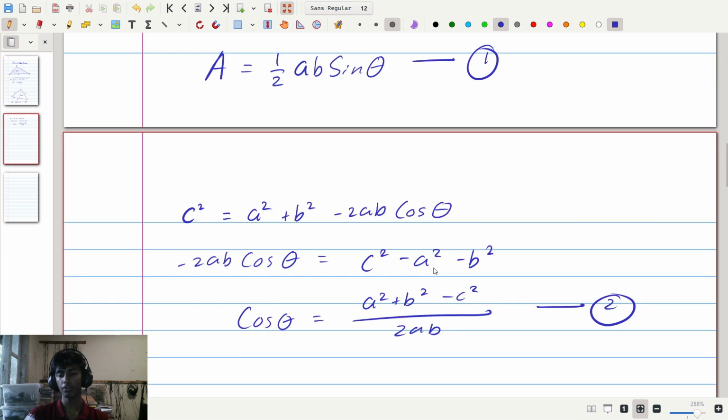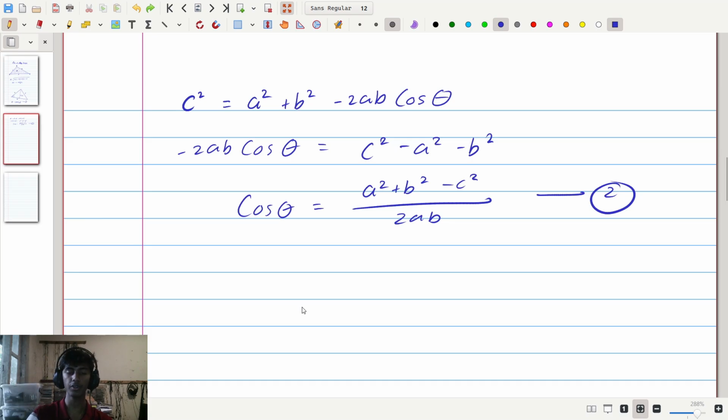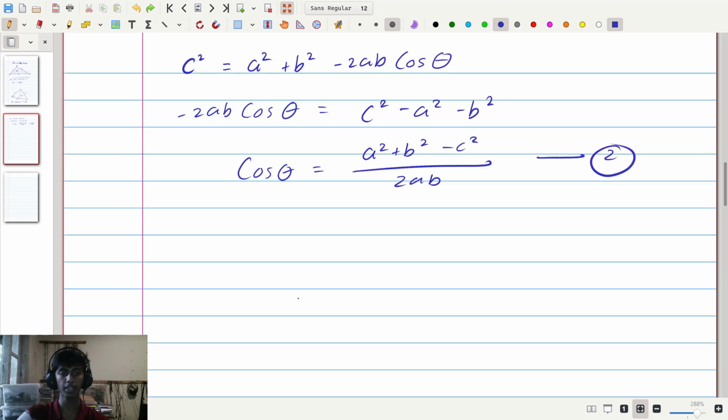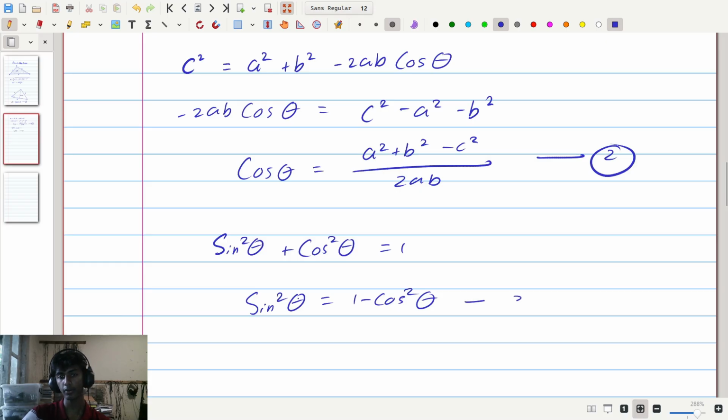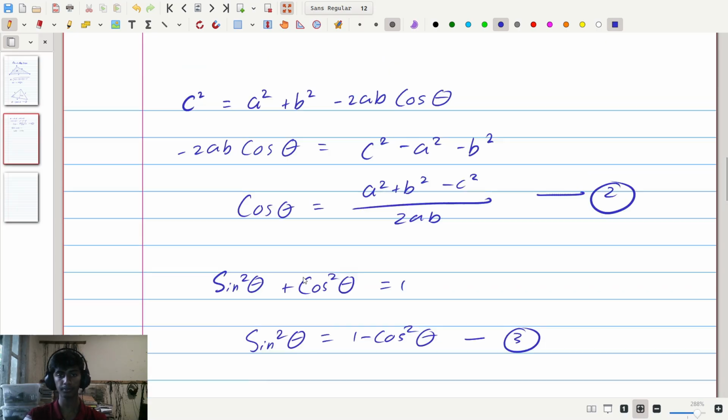Now, as the final thing to relate these two, I'm going to use the identity that sine squared theta plus cosine squared theta is equal to 1. If you don't remember that one, go and check this video right here. So the identity we're using is that sine squared theta plus cosine squared theta is equal to 1 for any angle theta. This also means that sine squared theta is equal to 1 minus cosine squared theta for any angle theta. We're going to label this equation 3, which we are going to use.